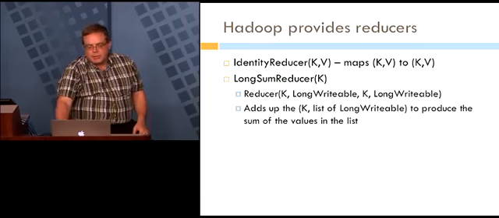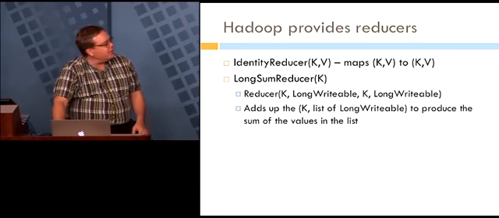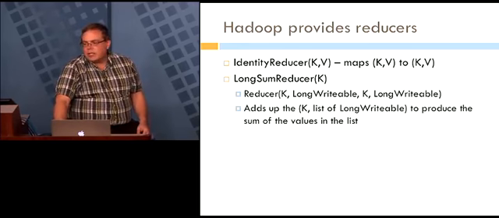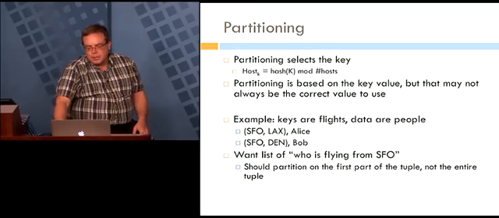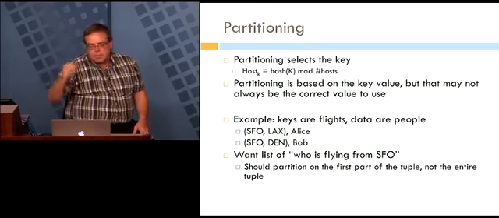So there's a bunch of standard reducers that Hadoop provides. There's an identity one, there's a log sum reducer, there's a couple of others. The reducer tends to be the more specialized code in a lot of cases than the mapper, it seems. So then there's partitioning.